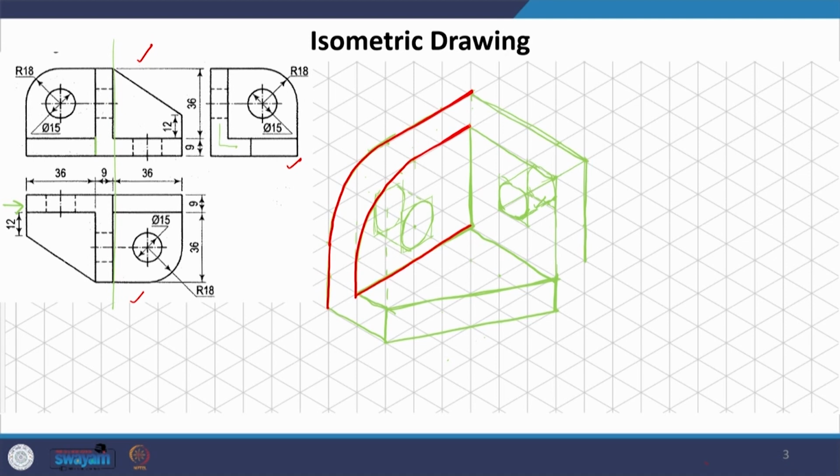All we have to do is identify where these surfaces are coming, and here it is not just the knowledge of how to draw the isometric, but it is also understanding the object which is given in the orthographic drawings. You have to understand that. So, understanding that, putting together your knowledge of how to draw isometrics, you can actually draw whatever object is given to you. So, this is what we would get.